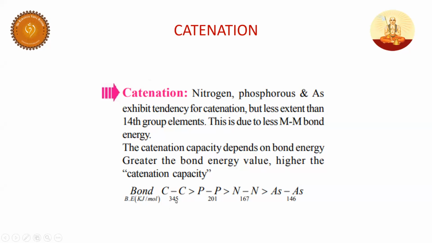345, carbon is highest. That is the reason why organic chemistry evolved. C14, C20, carbon linkage is possible. Why? Because the carbon bond energy is highest. Many times this question is asked when compared with carbon: carbon, phosphorus, nitrogen, arsenic, oxygen, like that questions will be asked. So carbon is having the highest bond energy. That's why the self-linkage is stable and feasible. Phosphorus is 201, nitrogen is 167. That is one of the prime reasons nitrogen has less tendency to catenate. So self-linkage, very, very important.